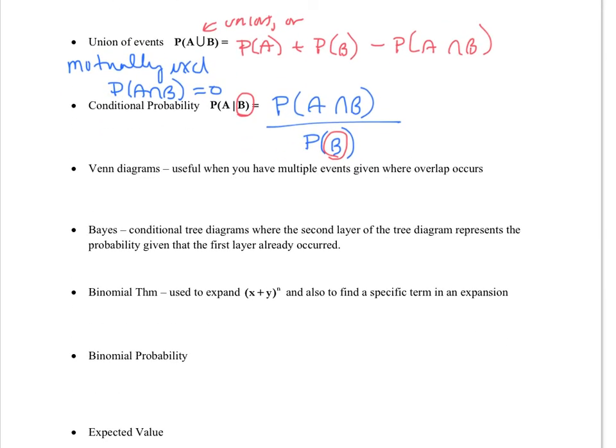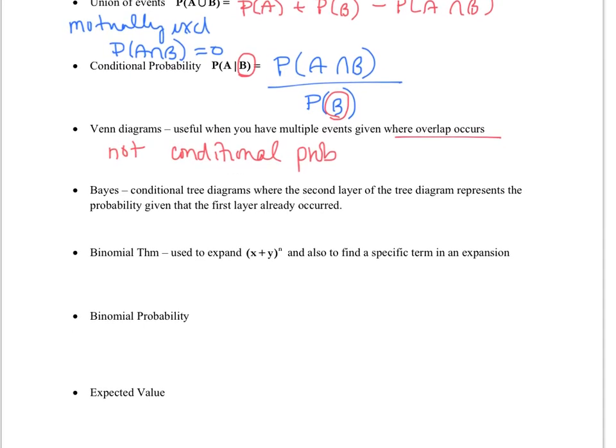Venn diagrams are going to be useful when we have multiple events where we have overlap. These are not used with conditional probability, and that would be when we have those given that scenarios. Venn diagrams are really only helpful when you have people that fit in one category, that fit in another category, that fit in both. That's when a Venn diagram is very useful.